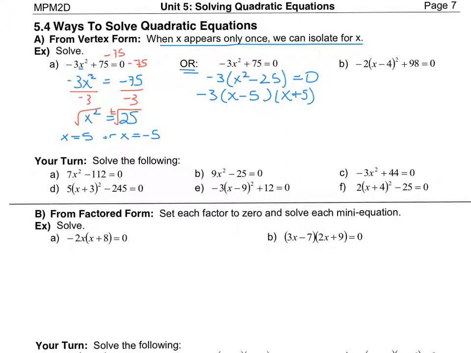equaling 0. The only way that I can get an answer of 0 is if one of those two brackets is equal to 0, because negative 3 is just a negative 3. It will never equal 0. So that gives us two answers, either x minus 5 equals 0 or x plus 5 equals 0. And then if we undo the 5 or negative 5 from the x, we get x being equal to 5 or x is equal to negative 5.